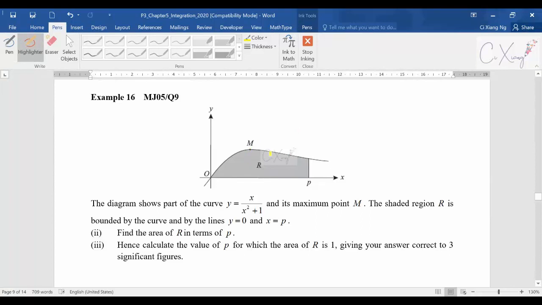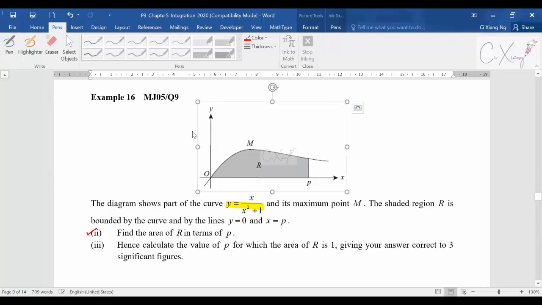Okay, so they give you a figure here and then they tell you that the equation is y equals x over x squared plus 1. M is the maximum point. Alright, so there's a shaded region R from 0 until P. Okay, so first question here, they want you to find the area of R in terms of P. So they're asking you to find the area.